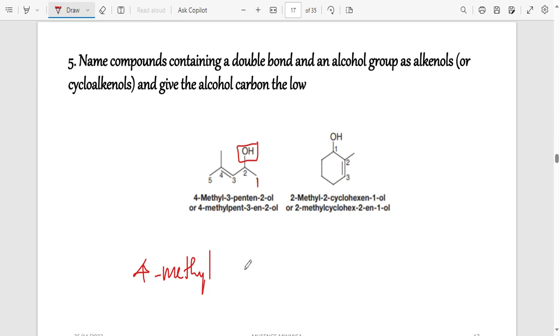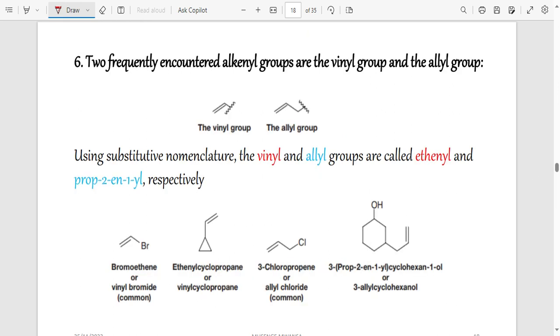So we are saying 4-methyl. This is 5 carbons, so it is pent. The position of the double bond is at position number 3, pent-3-ene. We are supposed to say pent-3-ene, but this is not an alkene, it is an alcohol. So drop the E at the end and then put the position of the alcohol at position number 2 and then put ol at the end. So that becomes the name 4-methylpent-3-en-2-ol. Okay, like that.